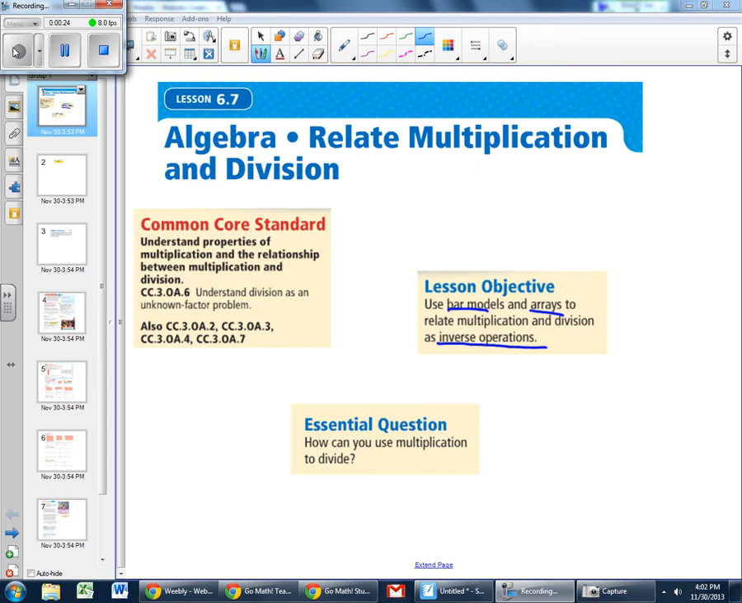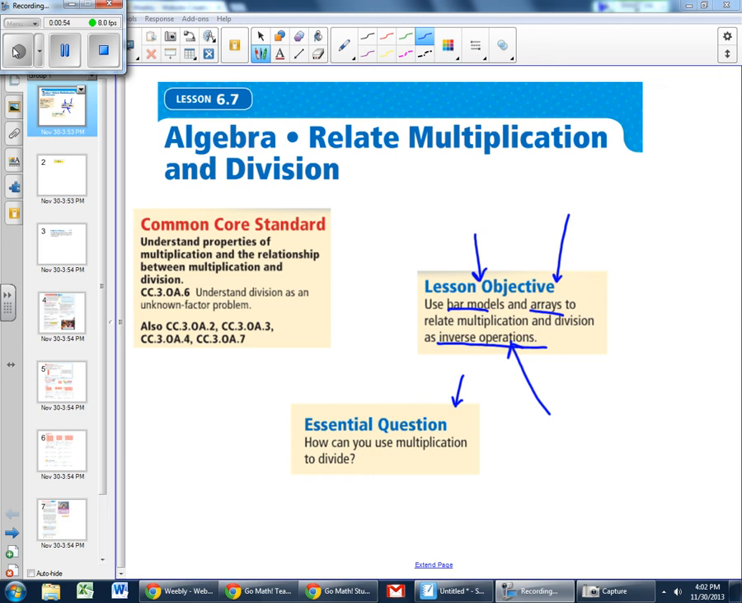So we've done bar models. Yesterday, or the lesson before this, we did arrays. And inverse operations was one of our new vocabulary words that we had at the beginning of the chapter. Our essential question, how can you use multiplication to divide? Again, make sure this is in the top of your mind so that you can journal about this at the end of the chapter. Figuring out how multiplication and division are related in their processes.